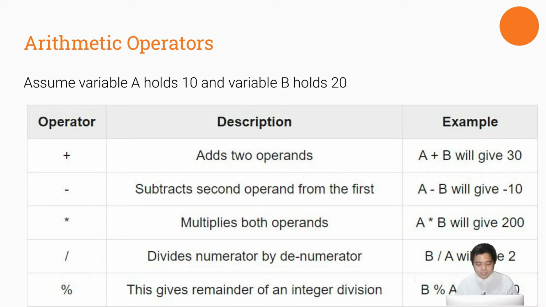So basic operator, ayan, addition, plus sign. So ina-add niya yung two variables or two values. Tapos subtraction, yung minus sign. So ima-minus lang niya yung dalawang values. Tapos multiplication, so yung asterisk. So yung multiply lang niya yung two values. Division, slash. So dinedivide niya lang yung value 1, tapos dinidivide niya yung sa value 2.